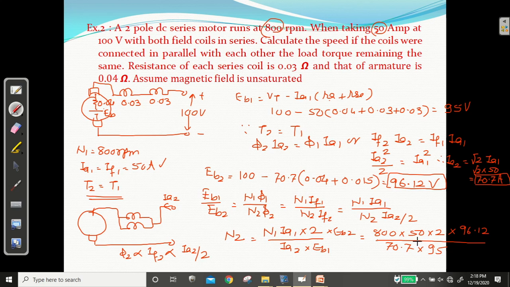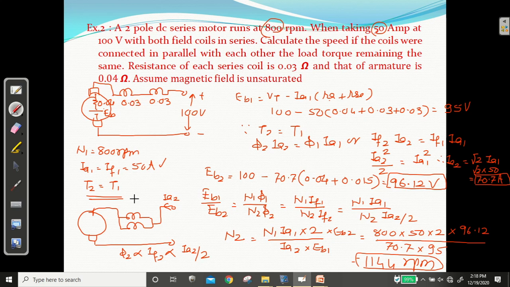So by using the calculator we will get the result. This is 800 into 100 into 96.12 divided by 70.7 divided by 95. So I am getting 1144. I am getting speed 1144 RPM. So that is the answer. In this way we will get it, right? So it is a very simple problem.